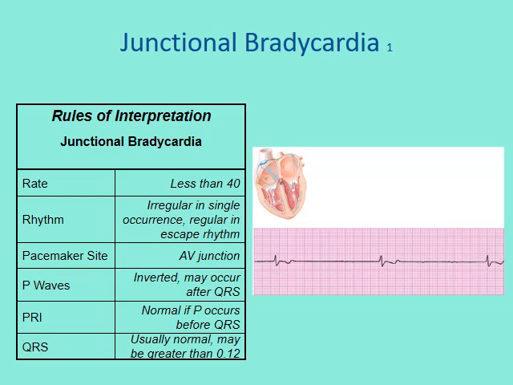Next is the junctional bradycardia. Remember, our intrinsic rate of our AV junction is 40 to 60. So if we are a bradycardic rate, we are less than 40 beats a minute. Less than 40, because that's the low level of our junctional intrinsic rate.